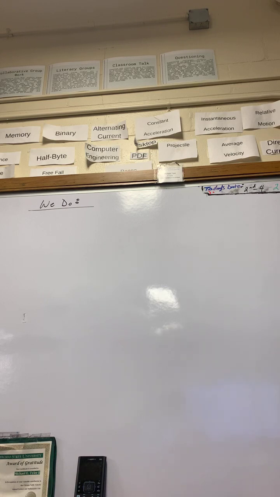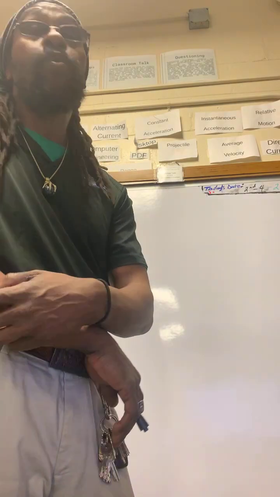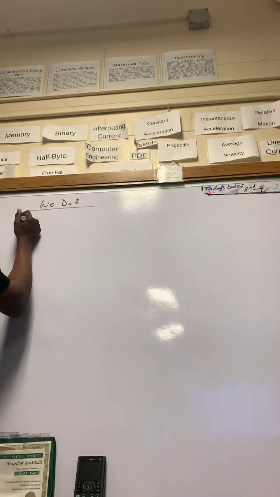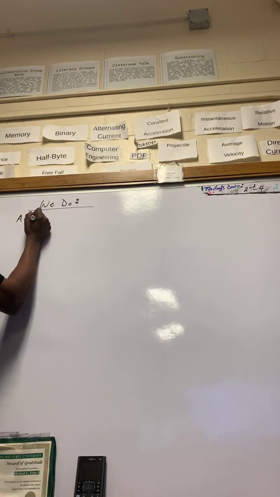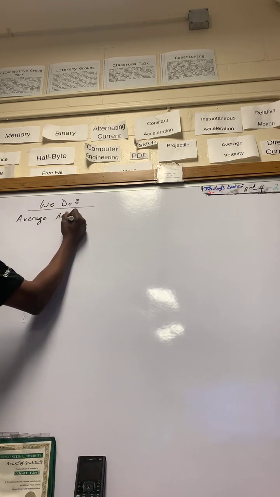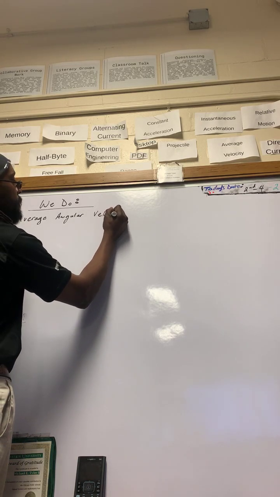So let me start writing it out, and then we're going to talk about this problem a little bit. As I stated before, we talk about robotics, especially cars, motors, generators. There are rotations. The first one we're going to discuss is average angular velocity.